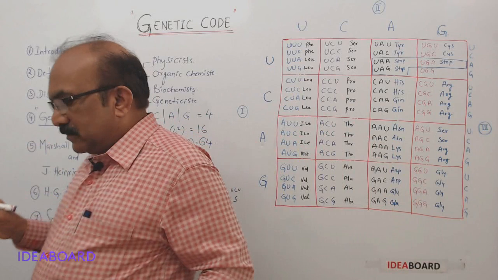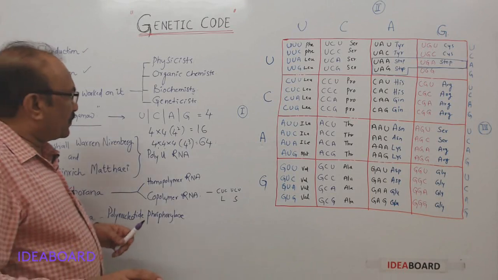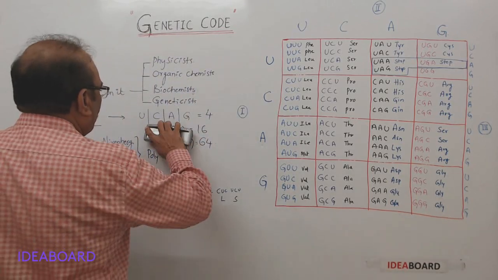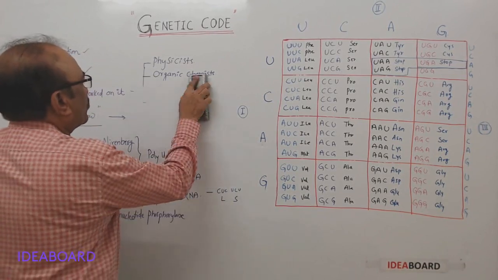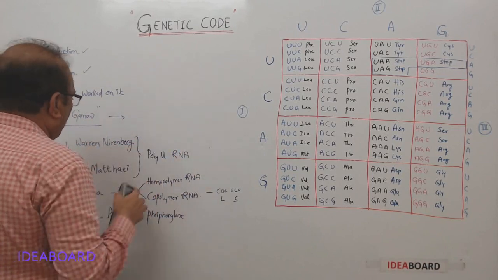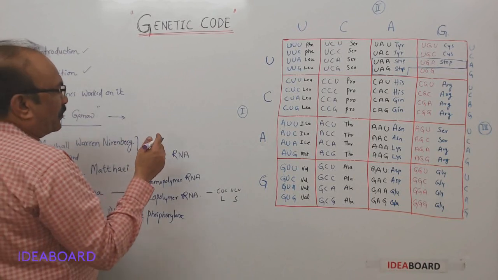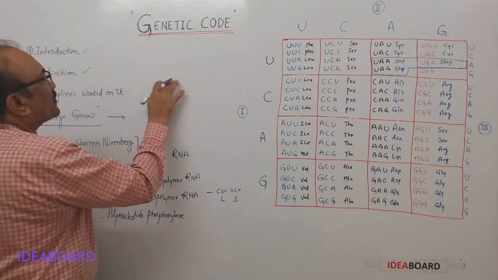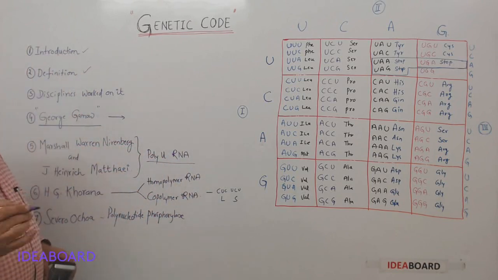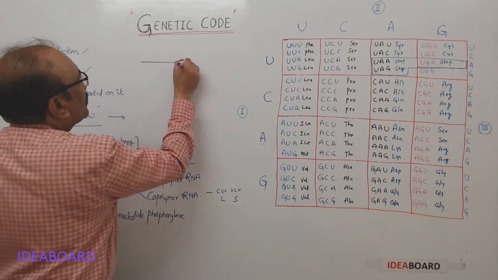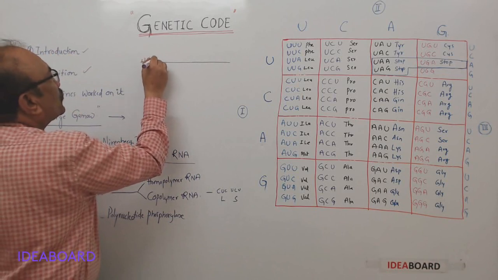Marshall Nirenberg and Matthaei made a synthetic RNA called poly-U RNA. What does poly-U RNA mean? It is an RNA composed of only uracil, U.